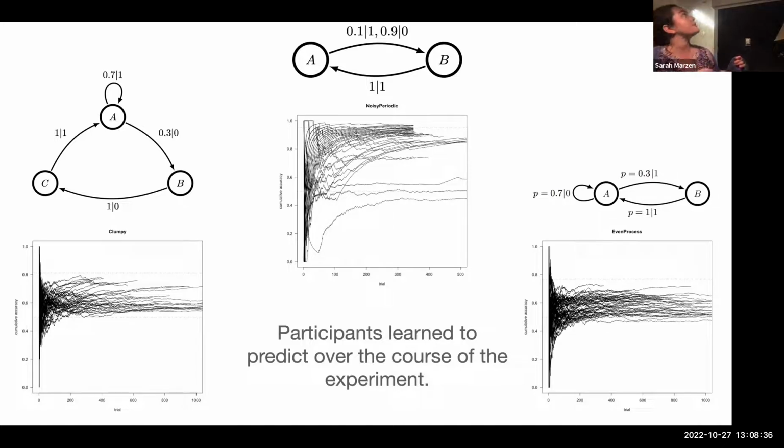And they do it for 3 different tasks. So this is called a clumpy epsilon machine. And this is supposed to be data that humans are relatively good at predicting. This is a noisy periodic 2 process. You can see why we call it that, because it's a periodic process, but there's a bit of noise in one of the variables. And then this is what's called the even process that we've been playing around with. And you can see that participants learn to predict from these cumulative accuracy scores.